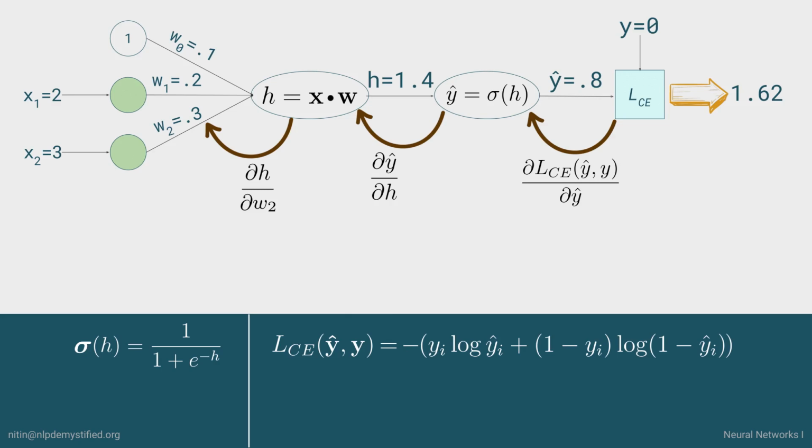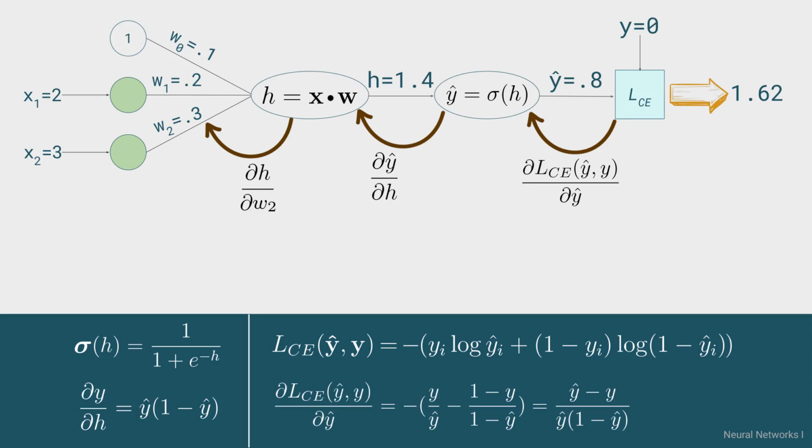Let's focus on W2 for now. Here are the derivatives below, with the derivative of the sigmoid function on the left and the derivative of the loss function with respect to y hat on the right. If you're curious about how these derivatives are derived, I've included links on the module page. If we work it out, we arrive at these values for the individual derivatives.